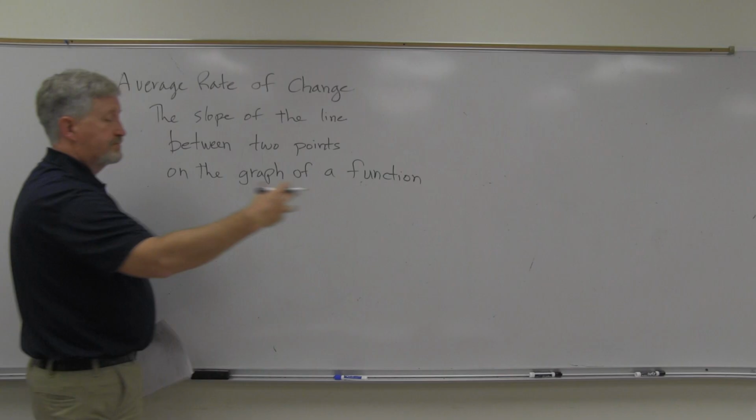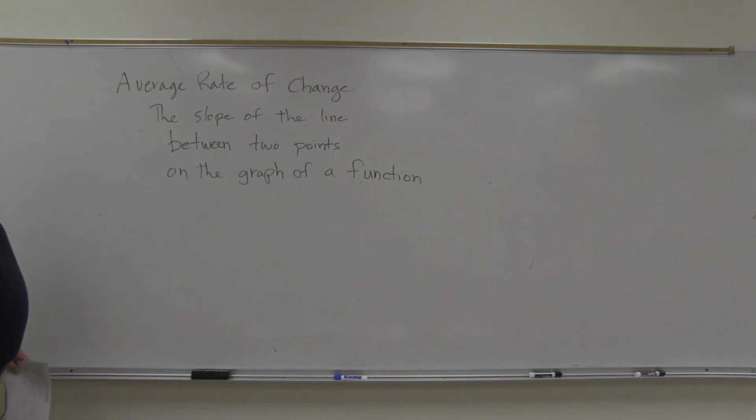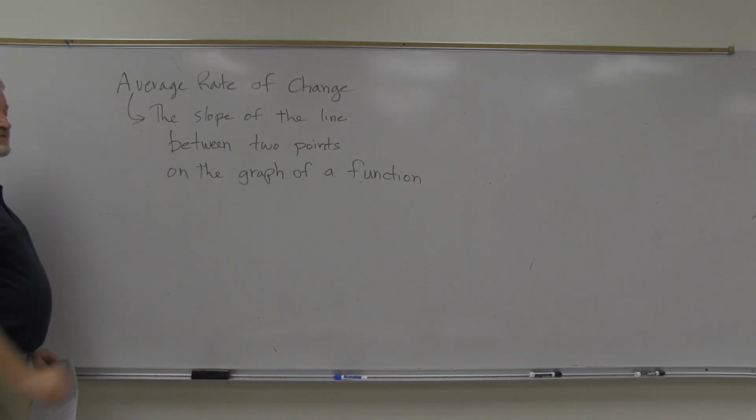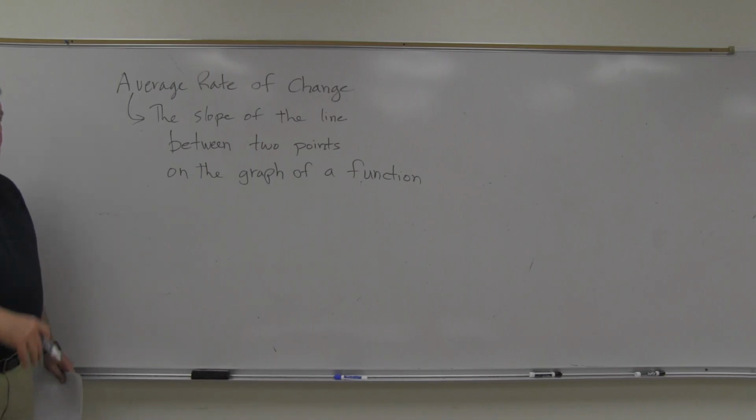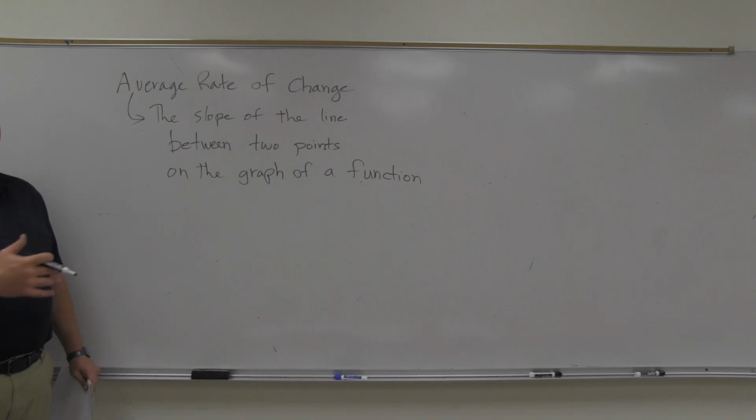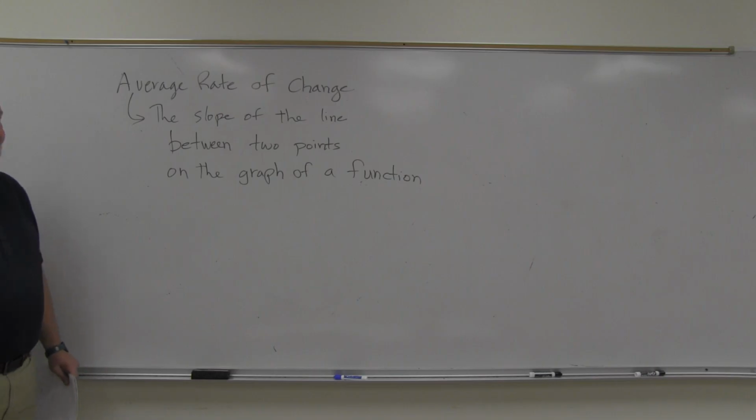So we know about slope, so we can figure that out, but that's also termed the average rate of change, and I'll show you examples as to why maybe that is the case, why it's called that. Anyway, the slope of a line between 2 points on the graph of a function is the average rate of change between those 2 points.